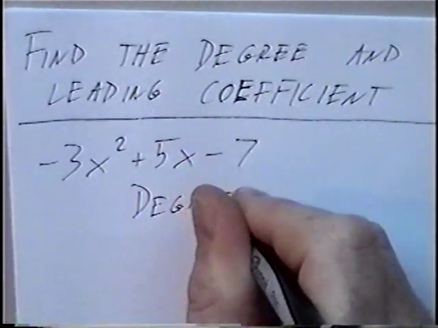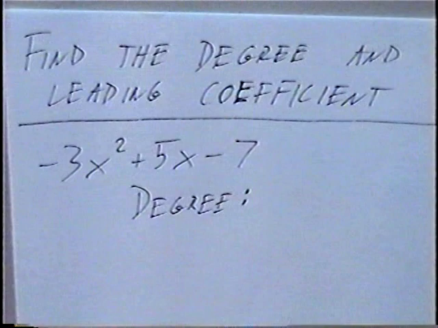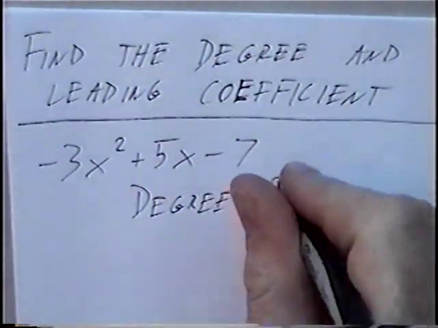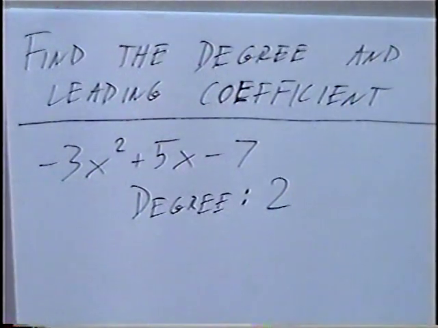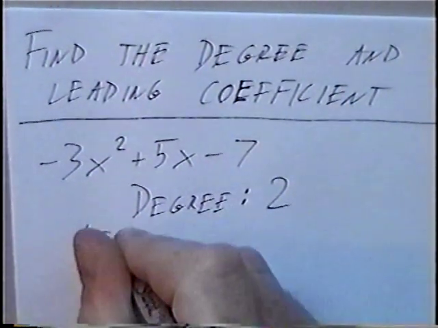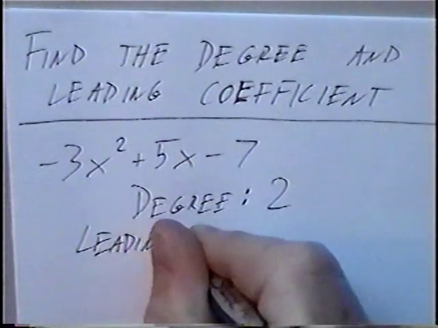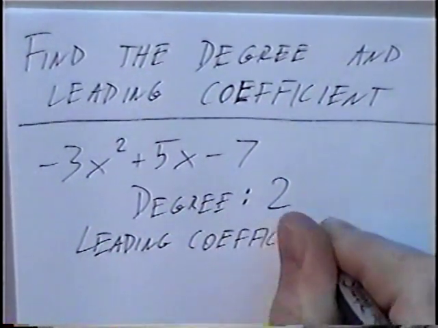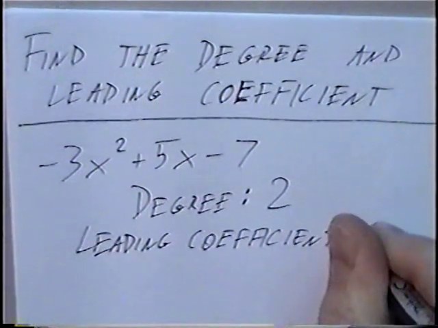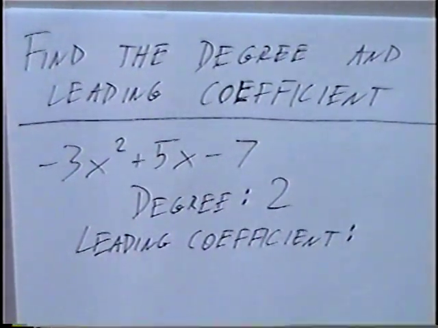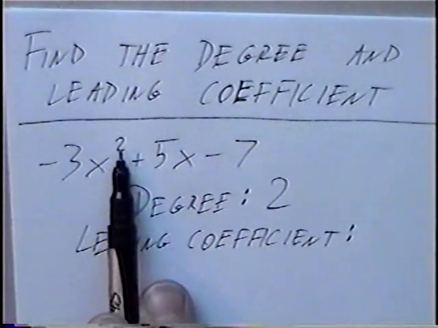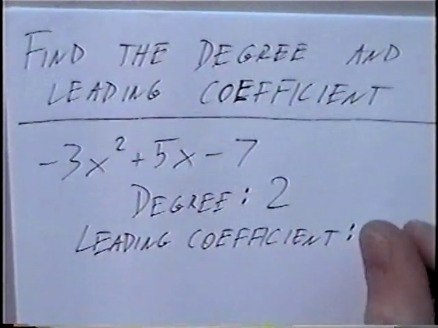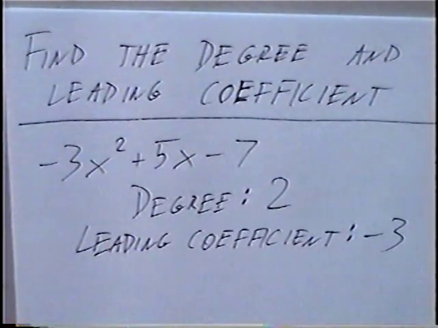When you have a single variable, the degree will be the highest exponent. Looking at the exponents, the highest exponent is 2, so the degree would be 2. For the leading coefficient, leading coefficient is the number in front, or coefficient for the degree. Since our degree is 2, the coefficient of that term is negative 3, so the leading coefficient would be negative 3.